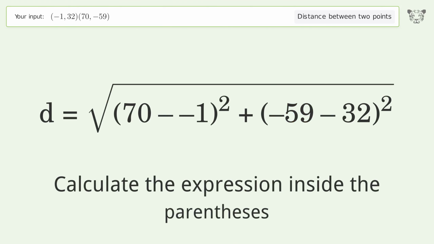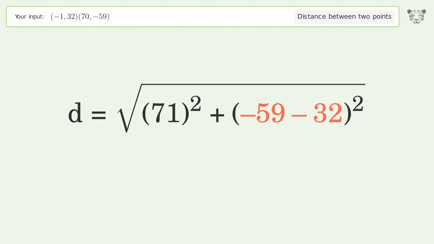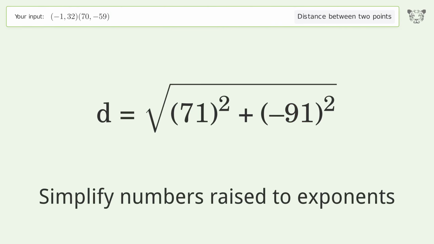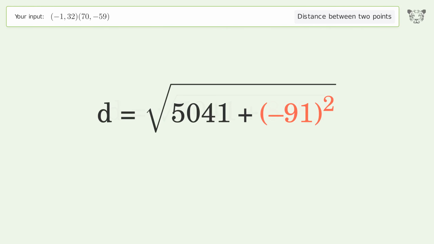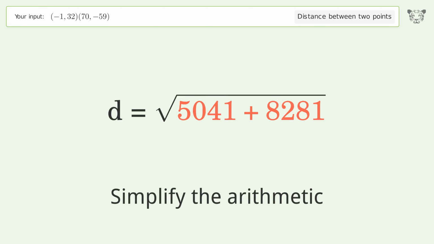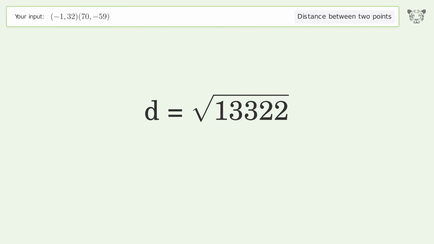Calculate the expression inside the parentheses. Simplify numbers raised to exponents. Simplify the arithmetic. And so the distance between the 2 points is the square root of 13,322, or 115.421.